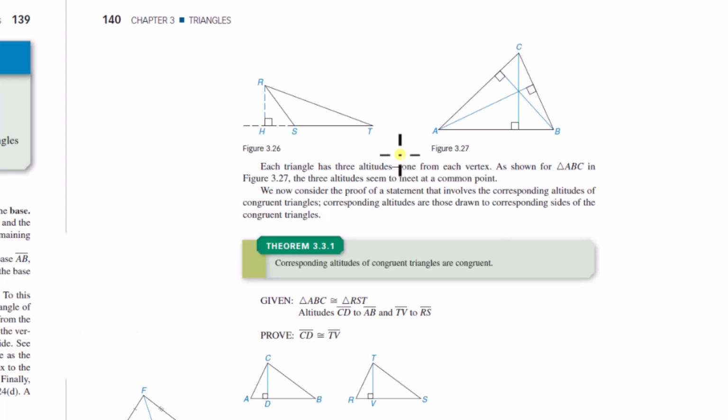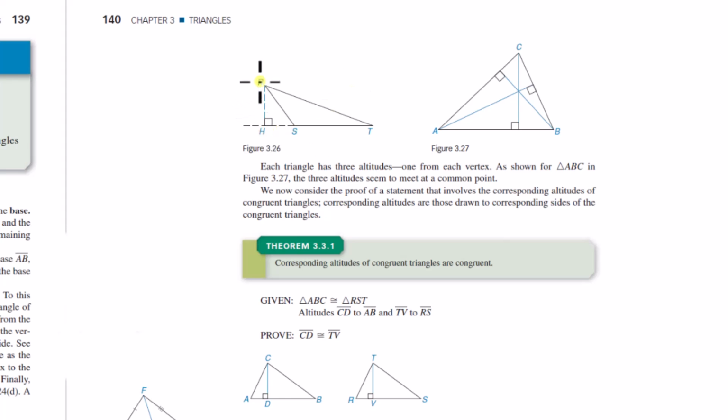And perhaps even the medians are all going to meet at a common point, and the angle bisectors. But we haven't stated anything official, though. It just seems to be the case that for this triangle the altitudes all meet at a common point. But this is just one triangle, and we're just looking at this visually. I mean, let's come to this triangle.